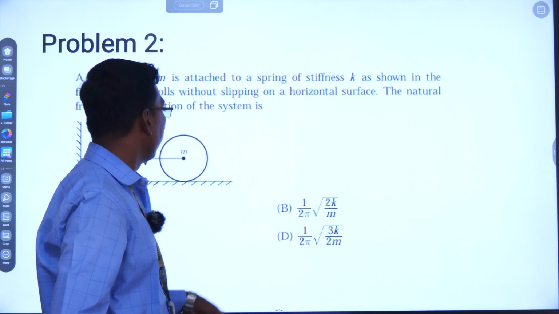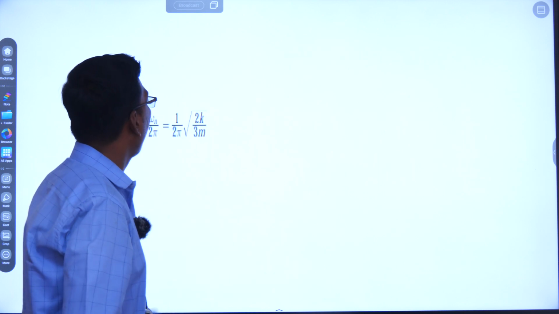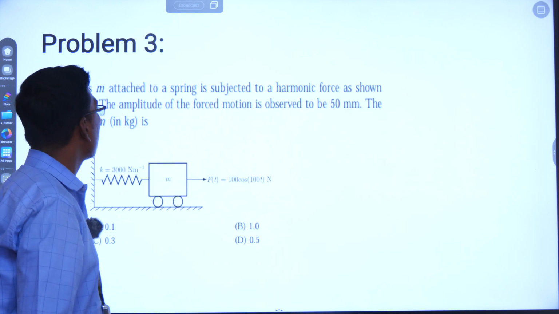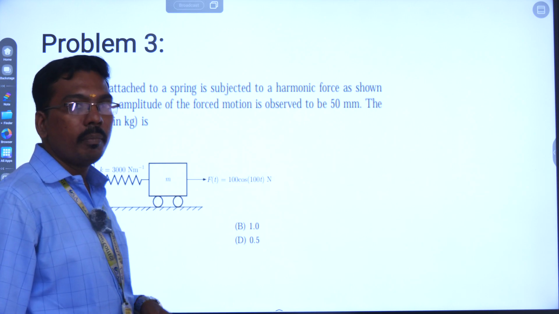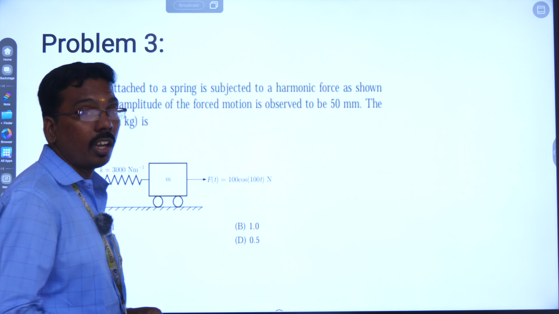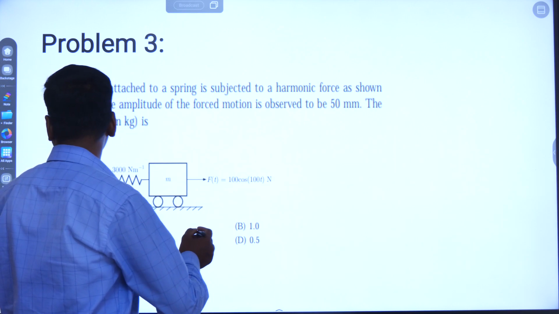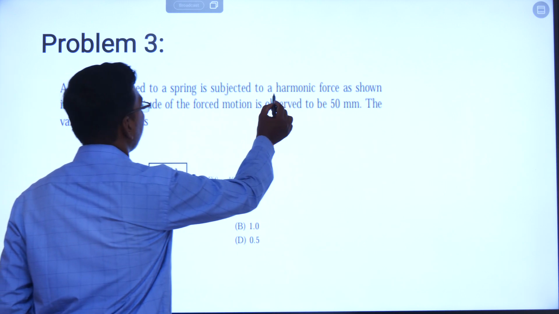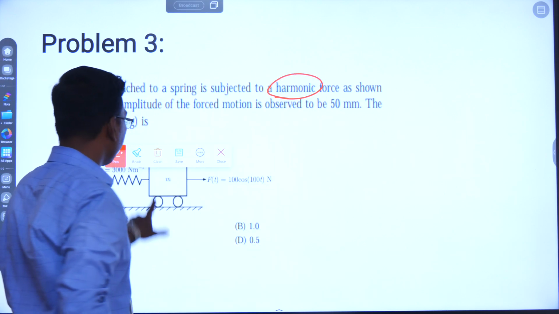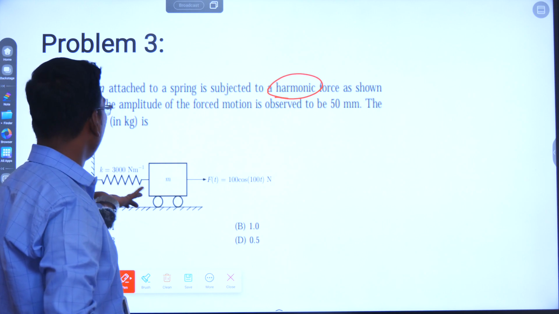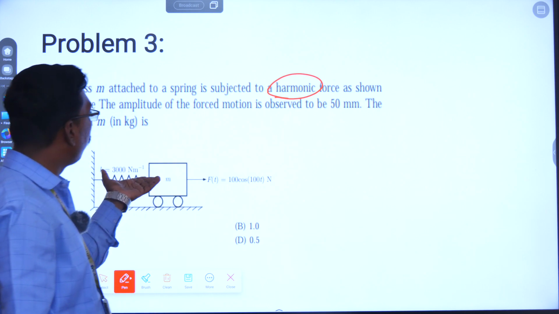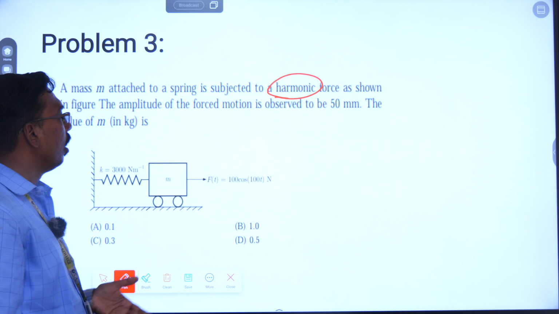Okay. Then the next problem: a mass m attached to a spring is subjected to a harmonic force. So in this place we have to utilize the harmonic force, as shown in the figure already. The amplitude of forced vibration is observed to be 50 mm.